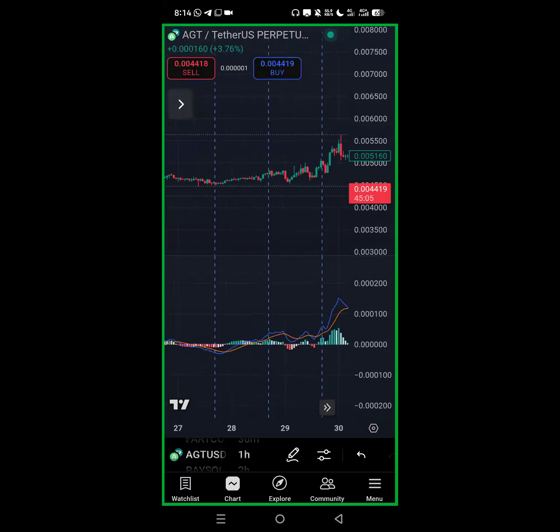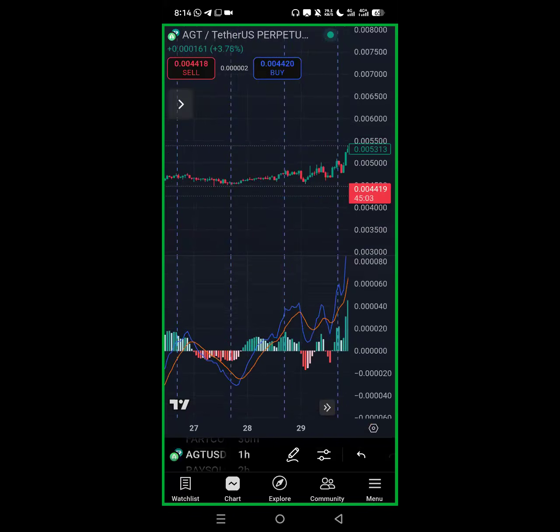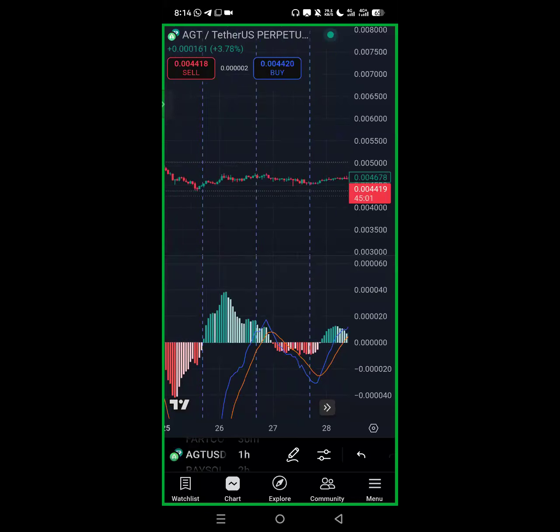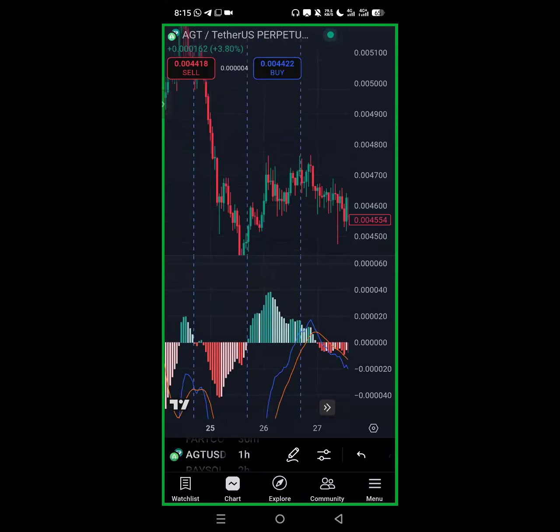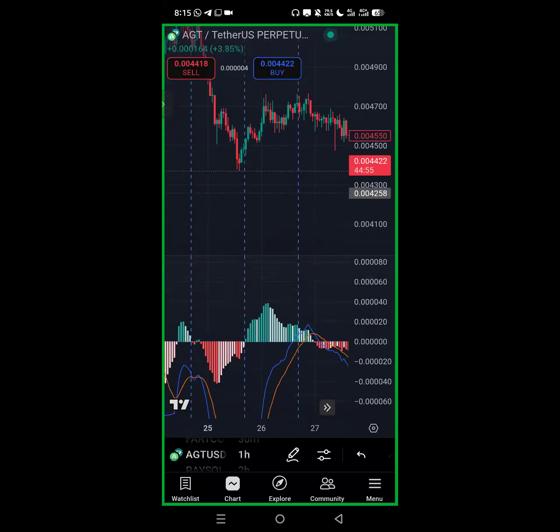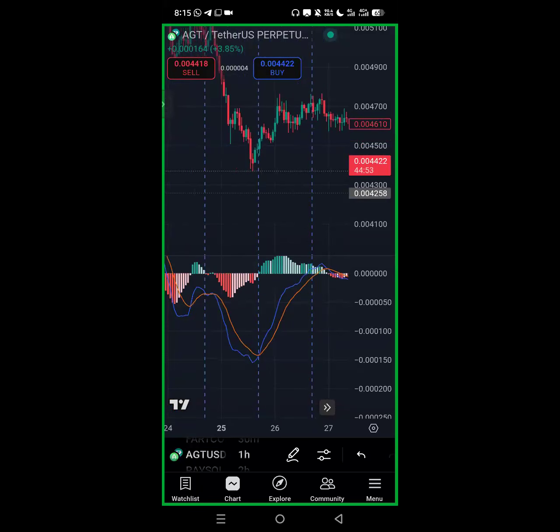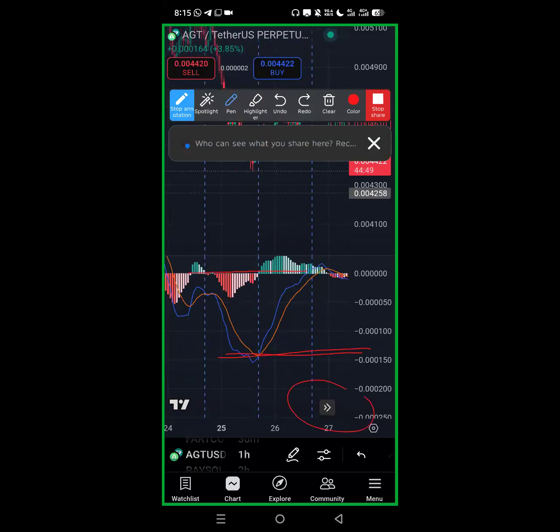Before I go to that, let me come back to an earlier crossover that happened here. Like in this case, this crossover happened below the what? Below the zero line. It is below. Now, this crossover happened right here. Now, what you're going to pay attention to, remember we said it is the what?